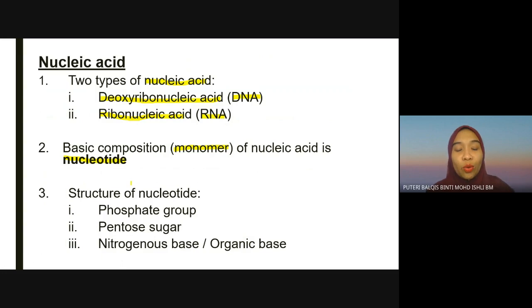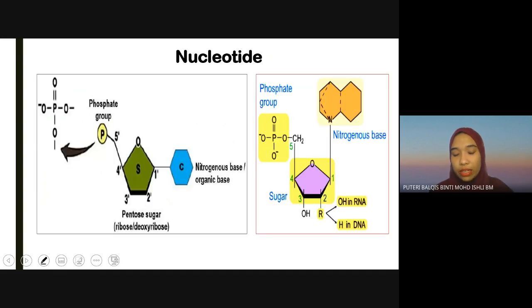Okay, so what is the structure of nucleotide? Okay, nucleotide ni ada apa? It consists of phosphate group. Okay, phosphate group, pentose sugar, okay, and nitrogenous base. Okay, pentose sugar, we have 2 types of pentose sugar. Nitrogenous base, we can classify into 2 groups. Okay, so kita akan tengok next.